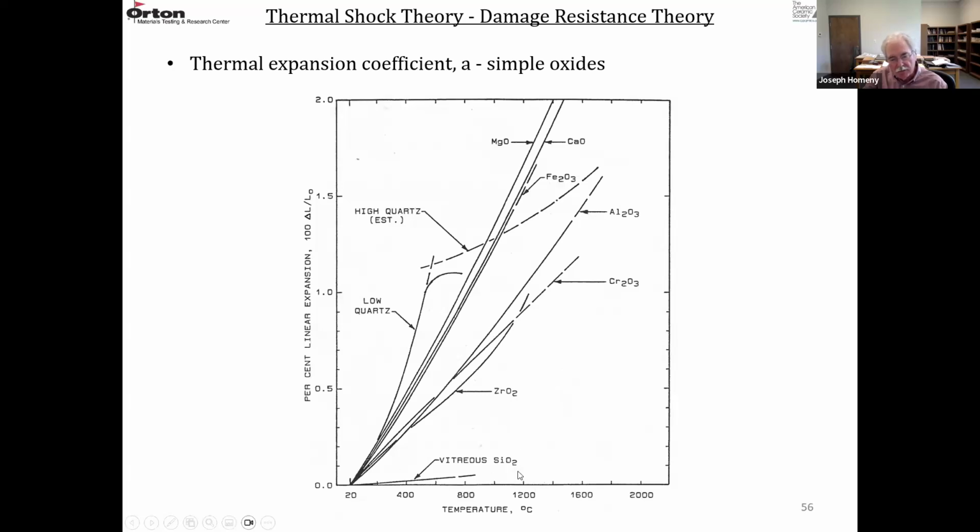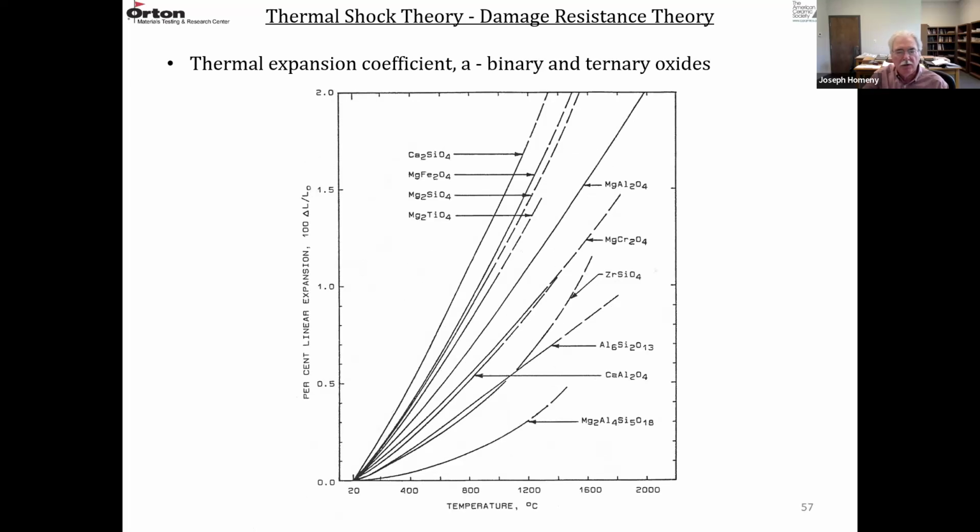And for comparison, this is where vitreous silica is. You can see how low it is, but this curve does not extend really much past 1,000. So it's a low temperature material. So we're kind of stuck with these higher expansion materials.